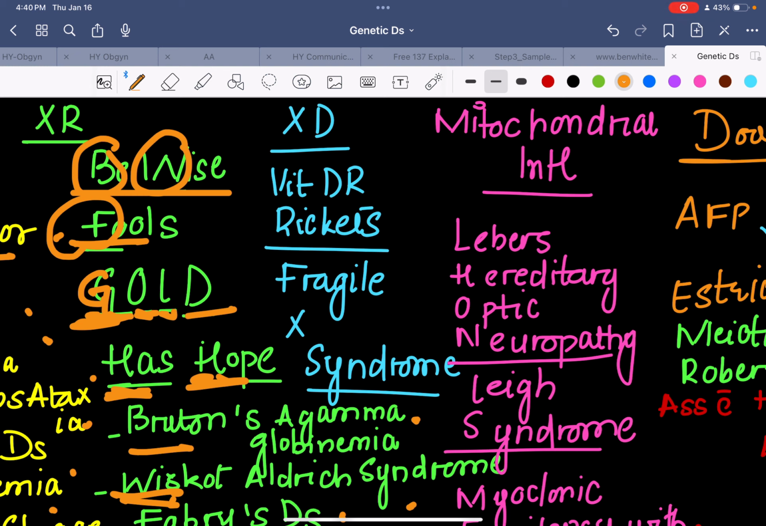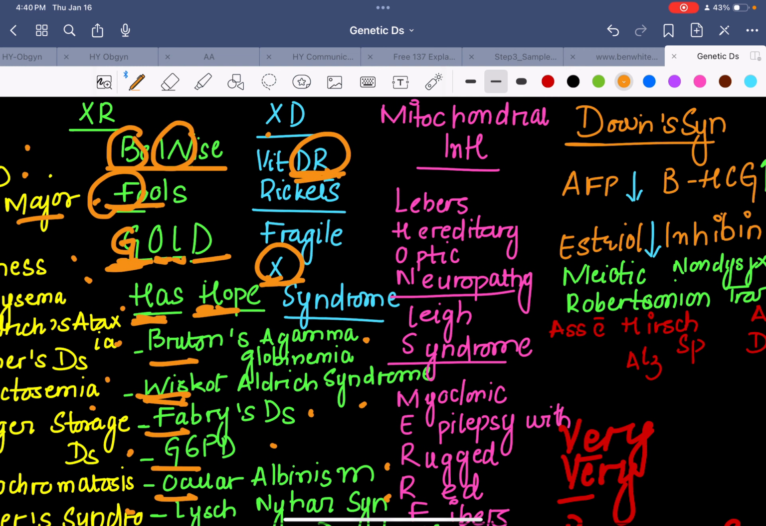Next up we have X-linked dominant diseases, right? And these are very rare diseases, and you can remember them by Dr. X. So Dr. has the D and X has the X, right? X is for Fragile X syndrome and Dr. is for vitamin D resistant rickets, right?